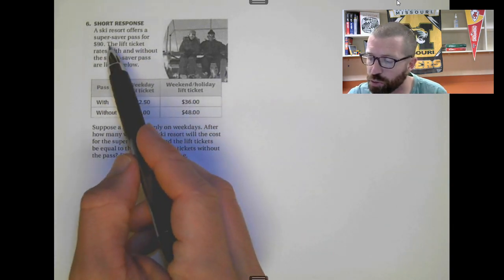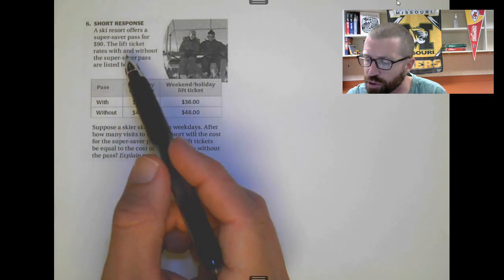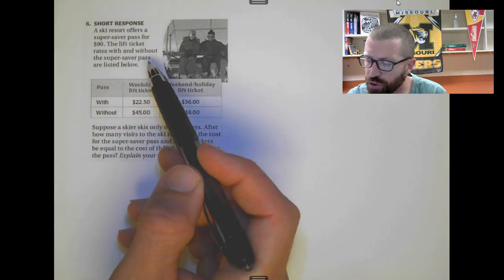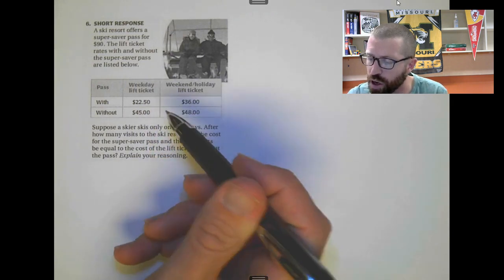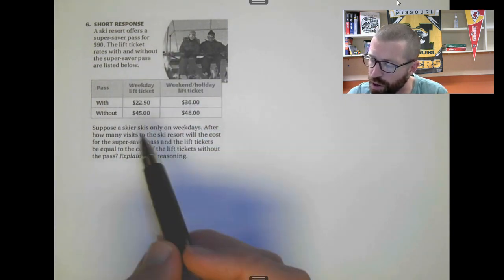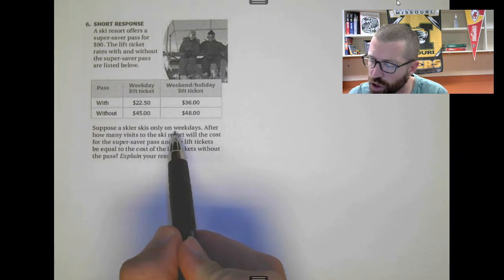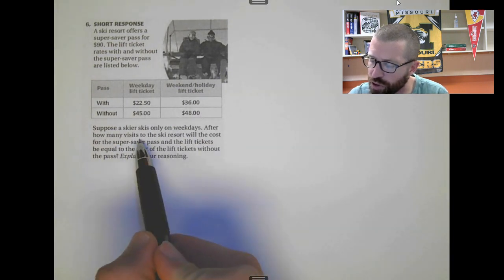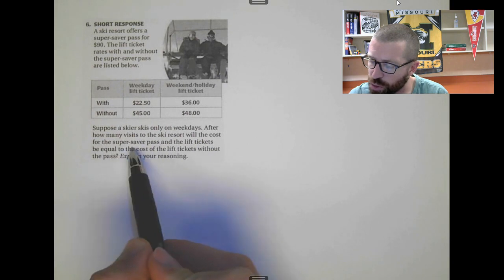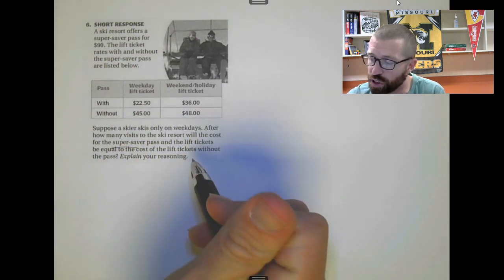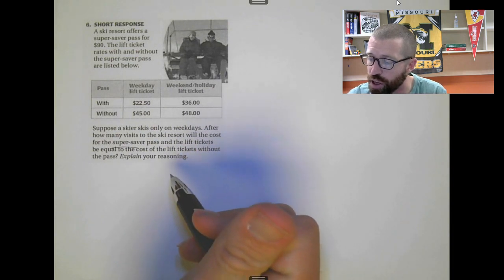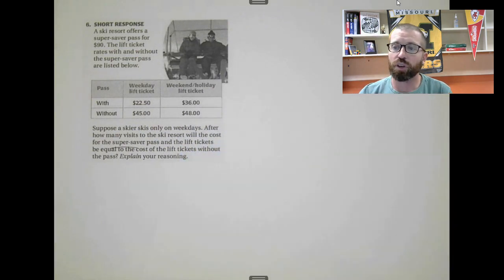A ski resort offers a Super Saver Pass for $90. The lift ticket rates with and without the Super Saver Pass are listed below. Okay, so there are the rates. And then suppose a skier skis only on weekdays. After how many visits to the ski resort will the cost for the Super Saver Pass and lift tickets be equal to the cost of the lift tickets without the pass? Explain your reasoning.